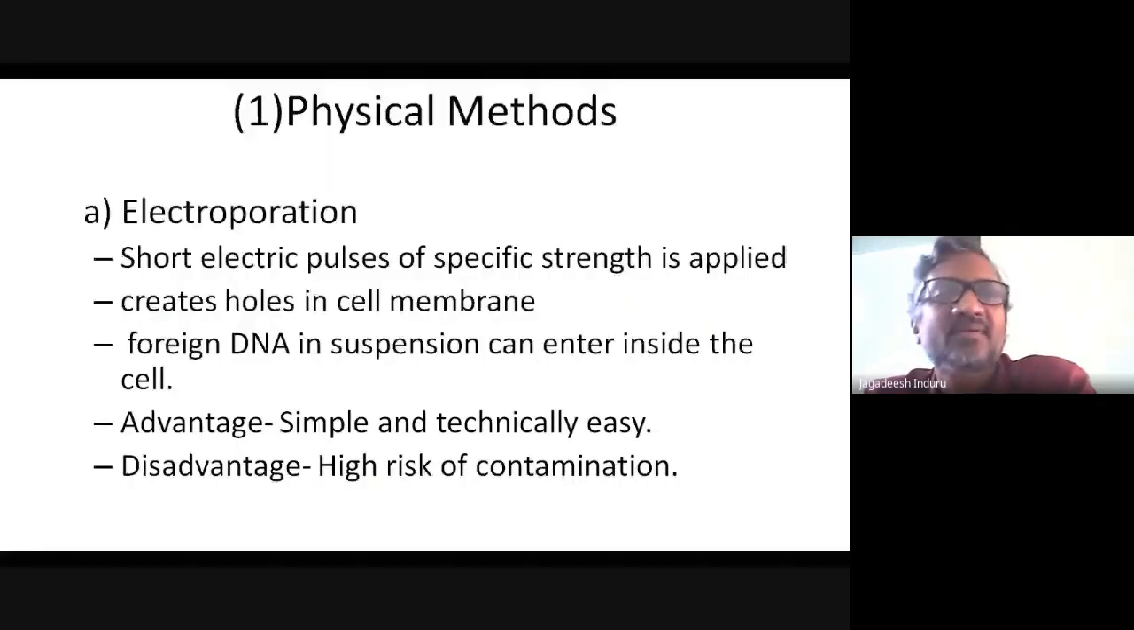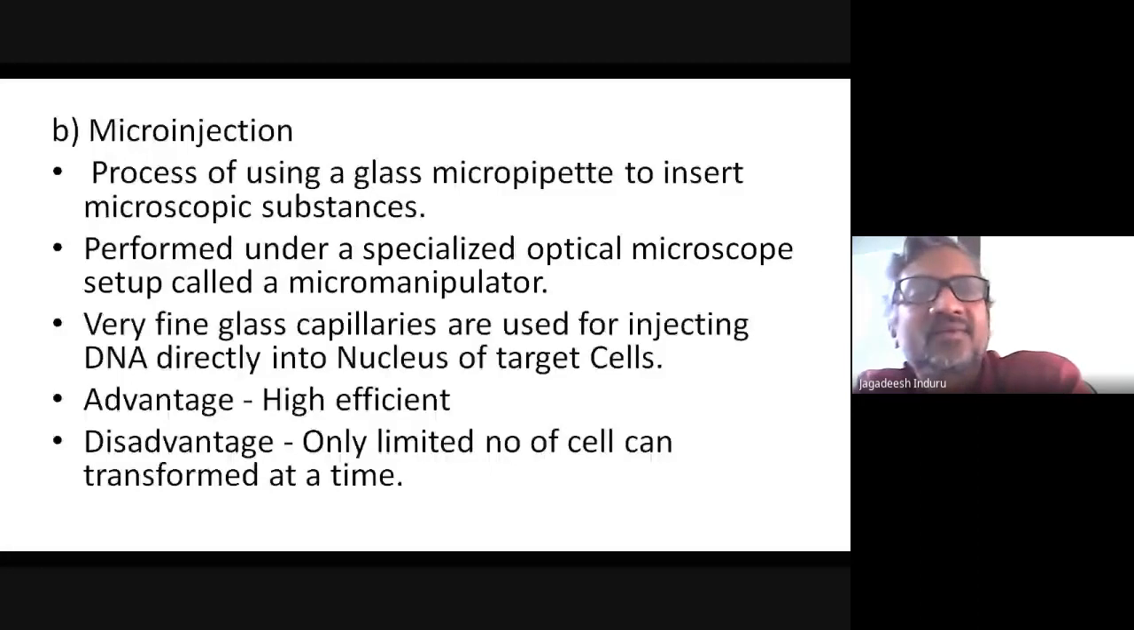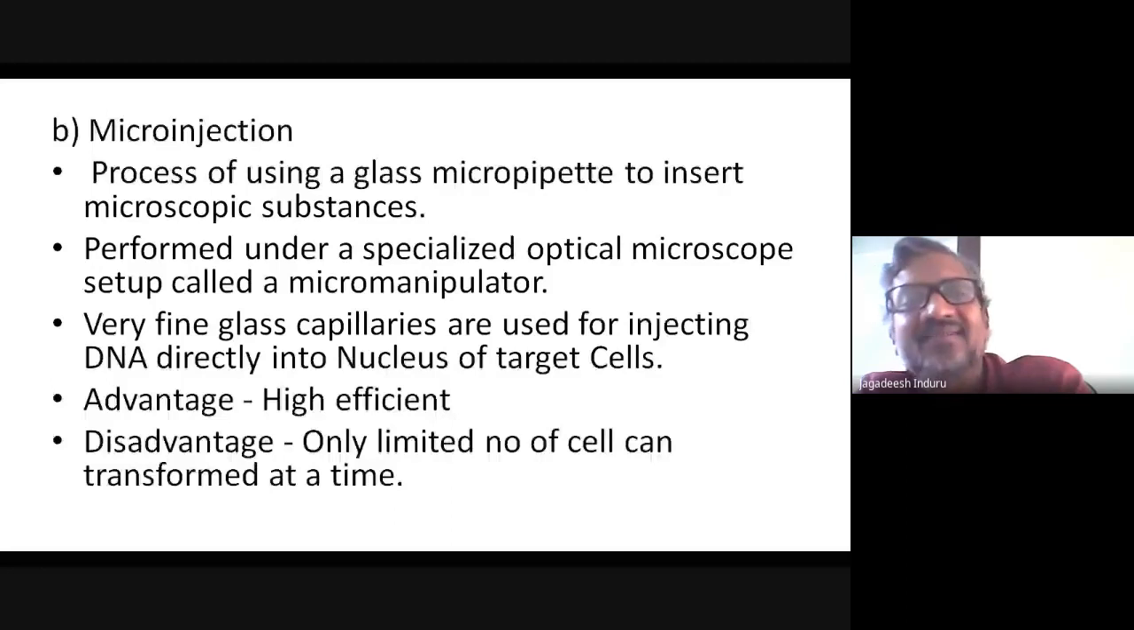For that purpose, we have another modification in the physical method, which is microinjection. So this is like a regular injection that you are seeing, but very small, it also contains a syringe and a needle. In this particular case, a glass micropipette is used to insert microscopic substances. It is performed under a specialized optical microscope, because of the transparency it appears safer to see, not like a regular metallic micropipette. So what you are using is called a micromanipulator.